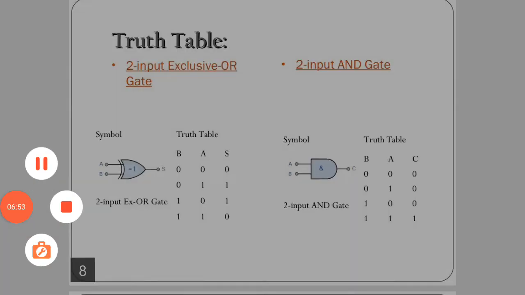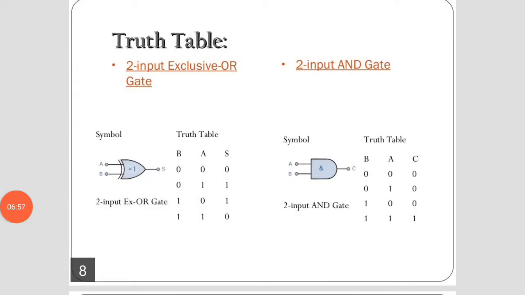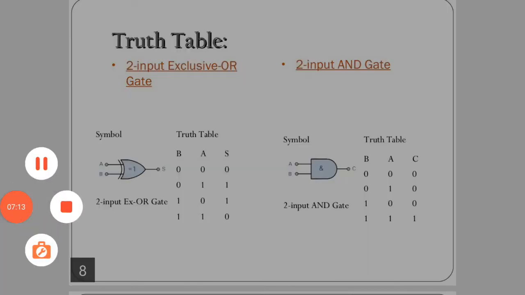For 0 1, the output sum is 1. For 1 0, sum is 1. And for 1 1, the sum output is 0. The 2 input XOR gate has 2 inputs, A and B, and the output is sum. For 0 0 the output is 0, 0 1 output is 1, 1 0 output is 1, and 1 1 output is 0.